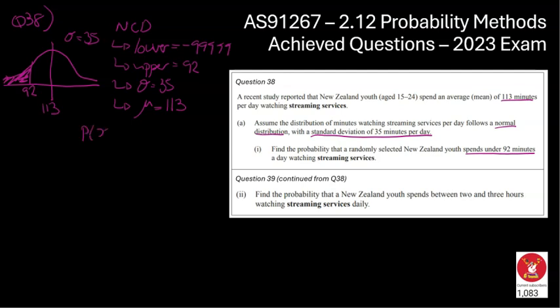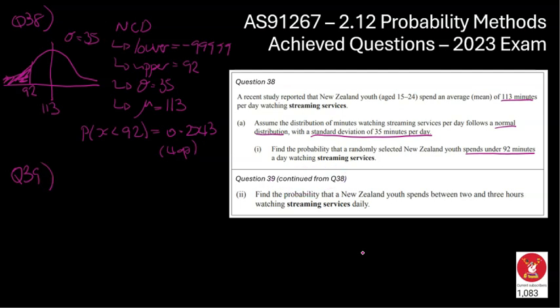So the probability that X, or a youth spending less than 92 minutes on these streaming services, when I did that, I got 0.2743, and that had a 4 DP rounding. So let's get straight onto question number 39, which does carry on from question 38.